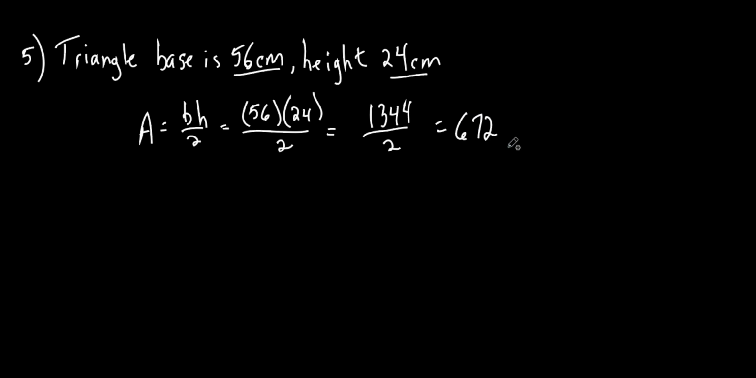672. 672 what? Do I just circle it? No. What am I missing? It's centimeters squared, because area is always squared. Make sure I did that right. Yep. So that was actually easier, I think, wasn't it, than the picture? Because they tell you straight up what the base is and what the height is. It couldn't be any more straightforward. Would you agree? All right.